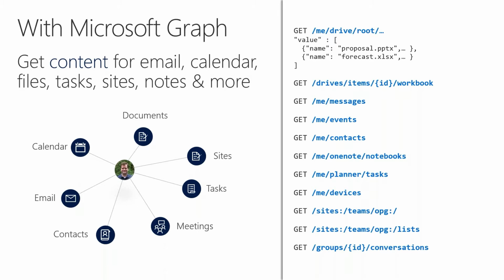So if I want to get my OneDrive files, I just go through /me/drive/root. And it's kind of a directory structure, as you'd imagine, but at the root you can find all the files that are listed, PowerPoints, XLSs, images, those kinds of things.